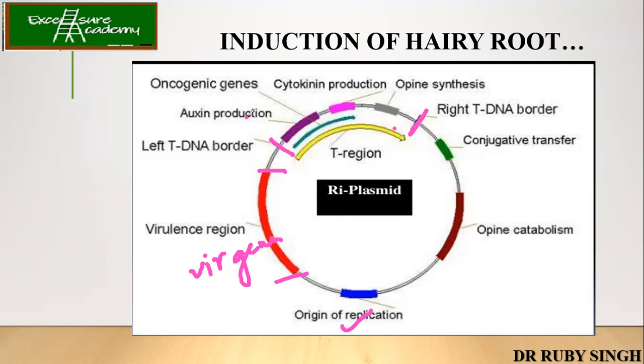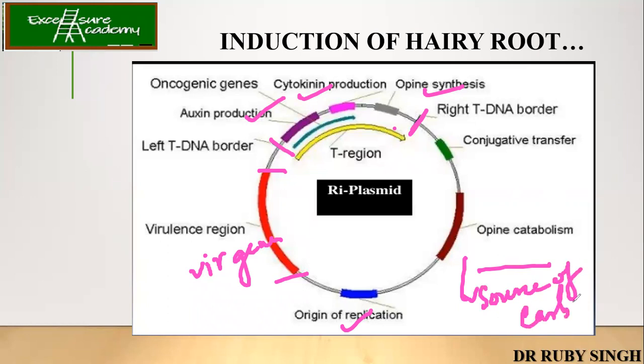Now this T-DNA has the genes responsible for synthesizing the auxin, cytokinin, and opine enzymes. Then conjugated transfer helps in transferring this T-DNA into the plant genome. Now this is for the opine catabolism. So this is for the opine synthesis, and you also need opine catabolism because they act as the source of, if you remember, carbon and nitrogen. Guys, this is also a very, very important slide.